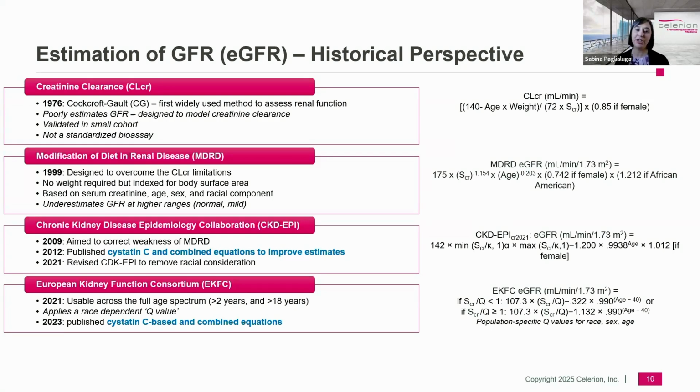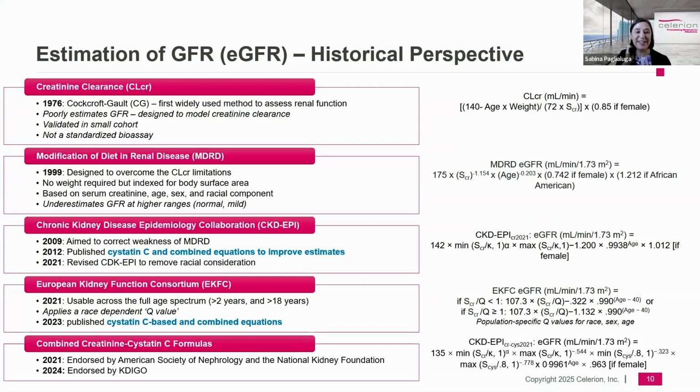The European Kidney Function Consortium also developed and validated an equation that covers the full spectrum of age, ranging from children to adults. Their formula does apply a Q value, which is race dependent, and they also validated a cystatin C and combination formula in 2023. So that leaves us to today, where we have several kidney foundations and societies that have endorsed the use of both creatinine and cystatin C formulas to estimate GFR.